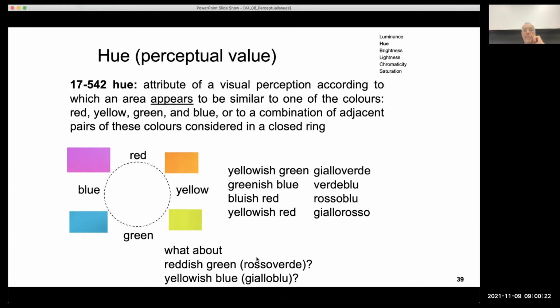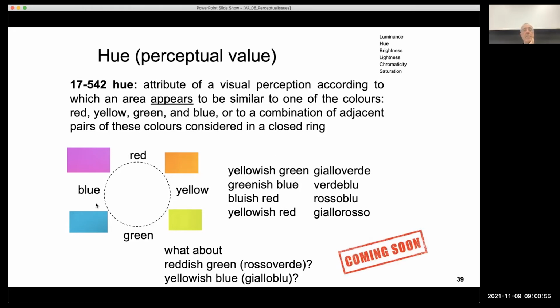And what about the combination of green and red? Reddish green, or rosso verde in Italian. And what about yellowish blue? A combination between blue and yellow. It does not exist. You will never use this name for it, and you will never perceive it. And I will give you an explanation of that very soon.